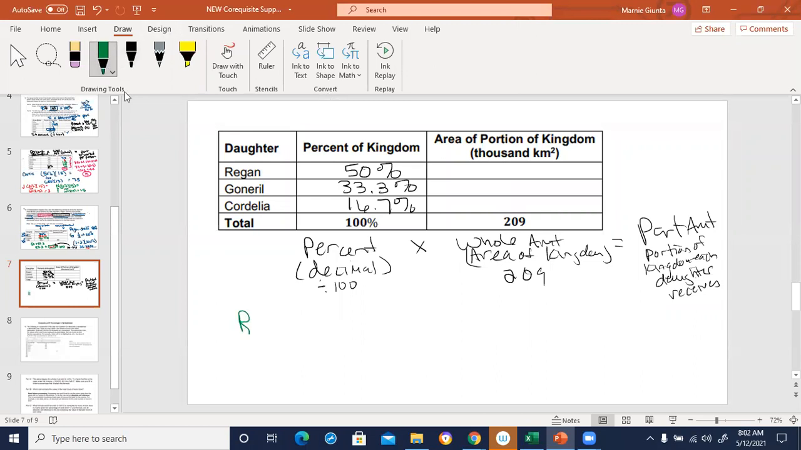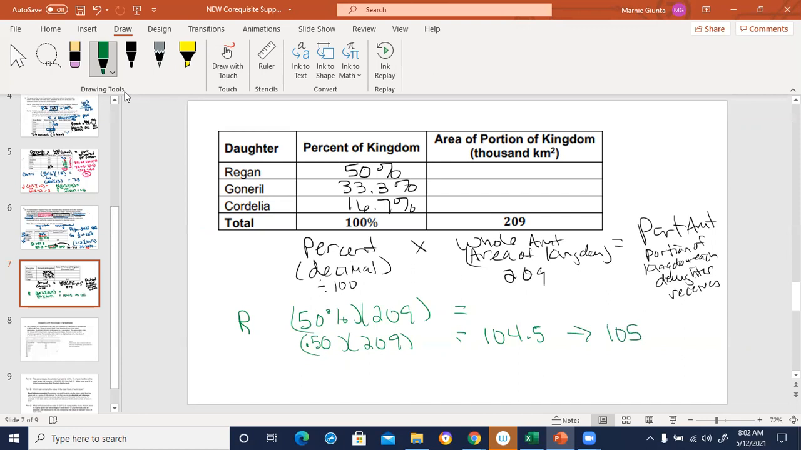You have Regan. She has 50% times the 209,000, and that is going to equal some portion. So you have 0.5 times 209, and that is going to equal 104.5. All right, and I think it said to round these to the nearest 1,000. So this one, if we rounded that, it would be 105.